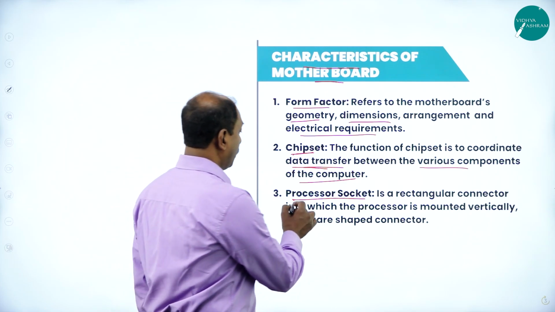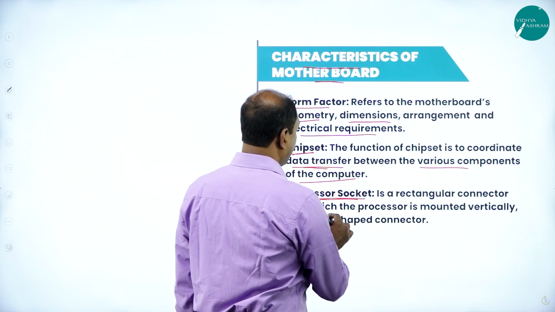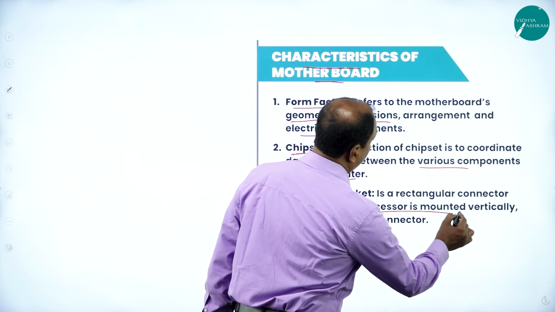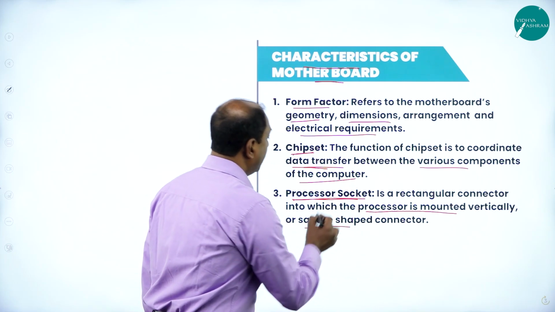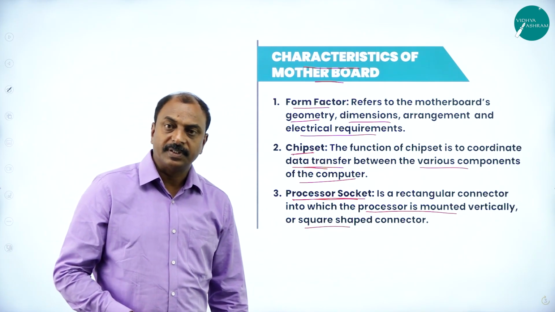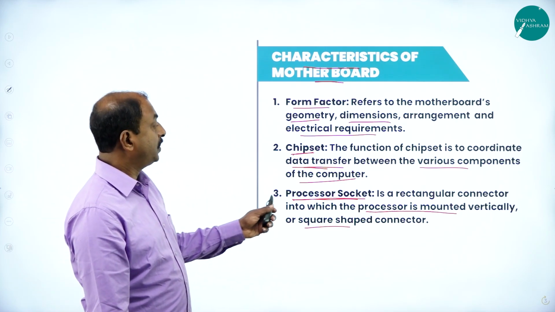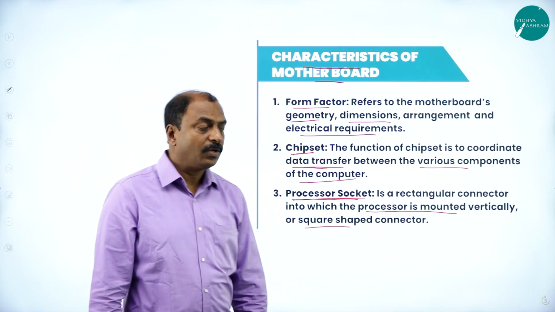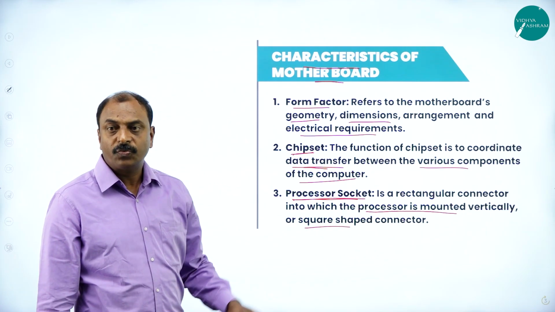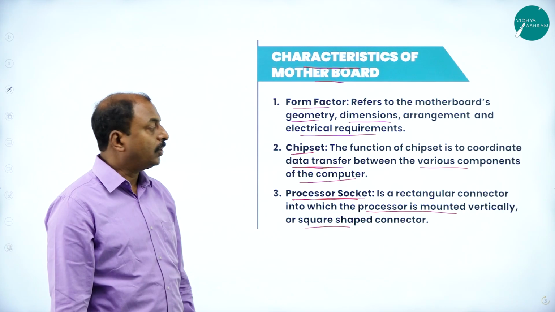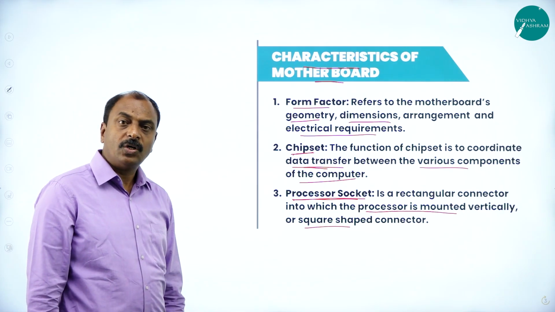Next, the processor socket. A processor socket is a rectangular connector into which the processor is mounted vertically, or it is a square shaped connector. As we have seen in the previous slide, the motherboard consists of a microprocessor. So the processor socket, which may be a rectangular or square connector, is the place to fix our microprocessor on the motherboard. So these three are the characteristics of a motherboard.